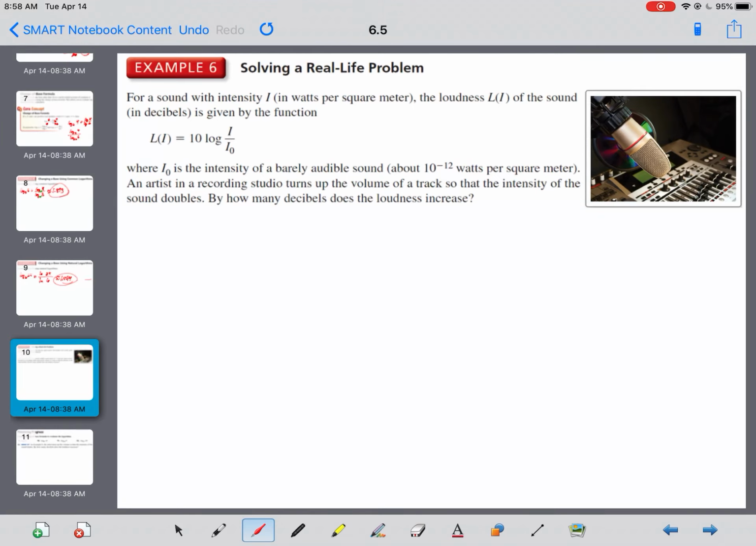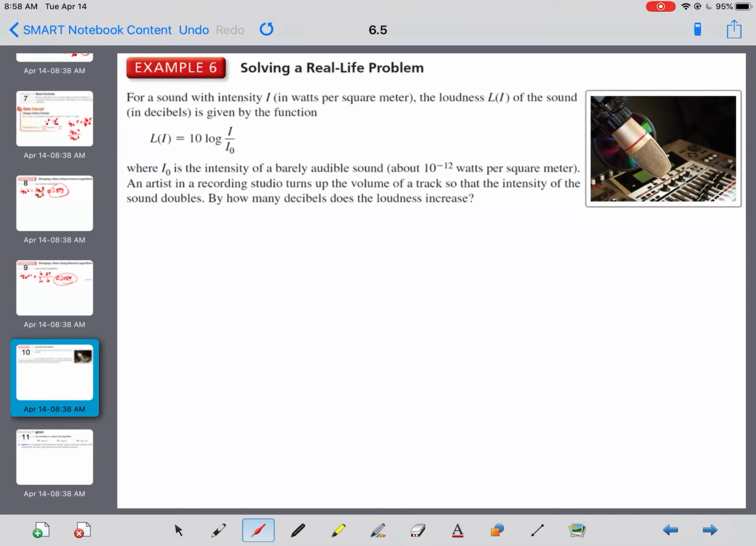Now, pesky old tricky old word problem. For a sound with intensity I in watts per square meter, the loudness L of I of the sound in decibels is given by this function. So loudness is given, in terms of intensity, by 10 times the log of I over I sub 0, where I sub 0 is the intensity of a barely audible sound, about 10 to the negative 12 watts per square meter. An artist in a recording studio turns up the volume of a track so that the intensity of the sound doubles. By how many decibels does the loudness increase?